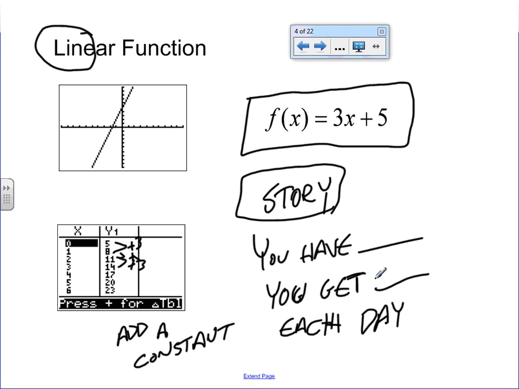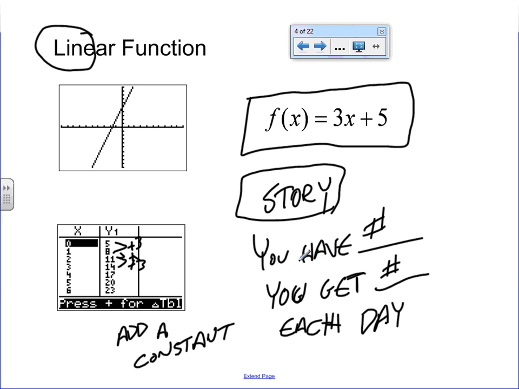Okay, you get blank. So this is some number. You have so many of whatever it is, and you get a certain number every day. And then the question will ask, so how much? So the idea is that you're getting the same amount of whatever it is, and you start maybe with something. So you have 5 baseballs, and every year when you go on vacation, you get 2 baseballs. So after 5 years of vacation, how many baseballs are you going to have?